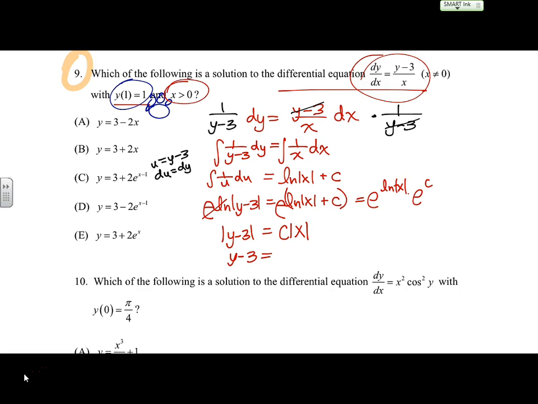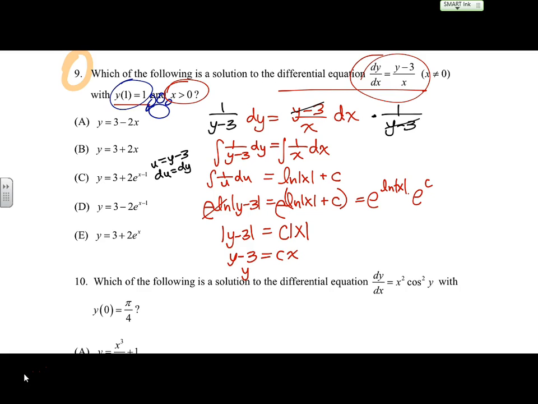X must be greater than 0, so we don't have to think about plus or minus x. We can just say it's a positive staying a positive. And on the left-hand side, to get rid of this absolute value, we could think about a range restriction with y, but we can take out the absolute value and say that c can be positive or negative depending on the situation.